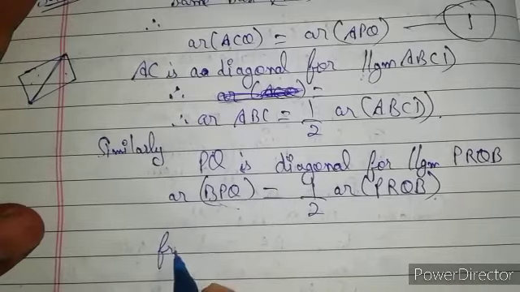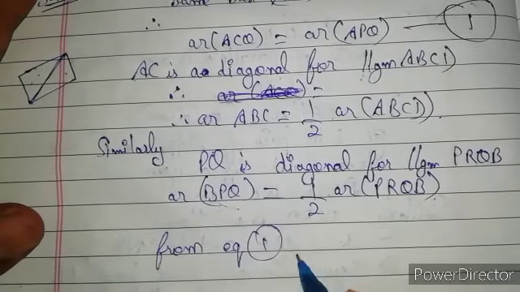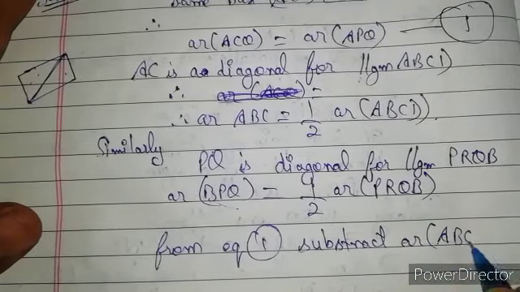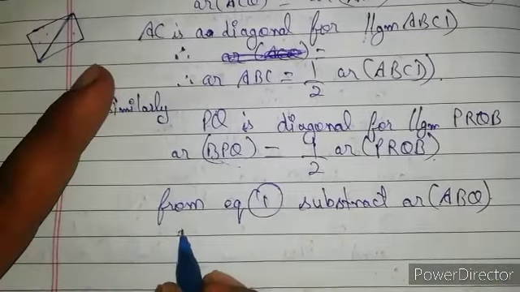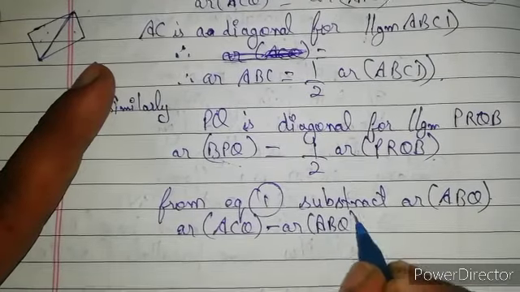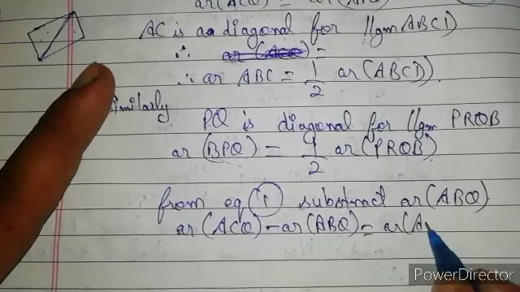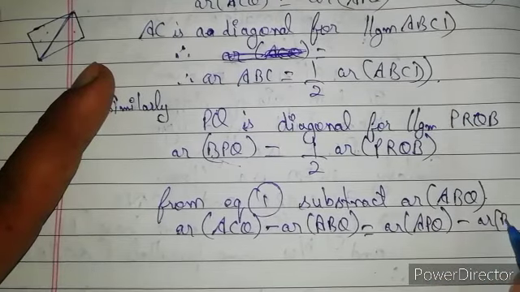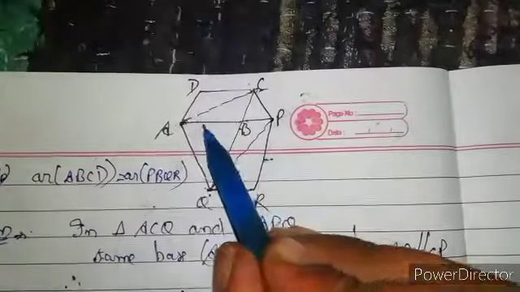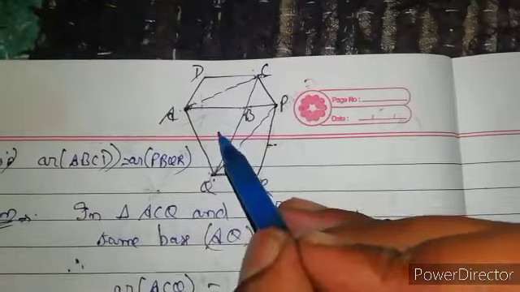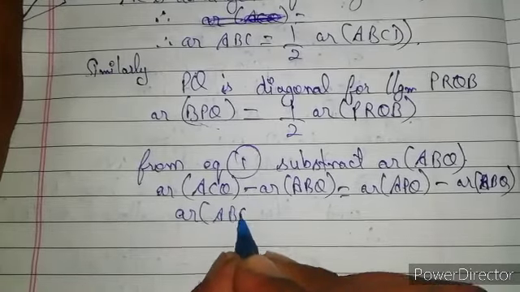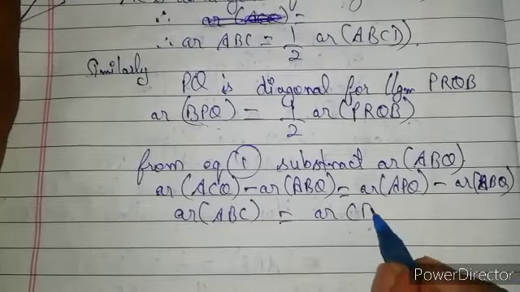So from first equation, subtract area of ABQ. Okay, so here we have first equation as ACQ, and we have to subtract area of ABQ from it, which is equal to area of APQ, and subtract area of ABQ from it. Okay, so here area of triangle ACQ minus ABQ will give us area of triangle ABC. Okay, so from here we will have area of ABC, and from here we have area of BPQ.